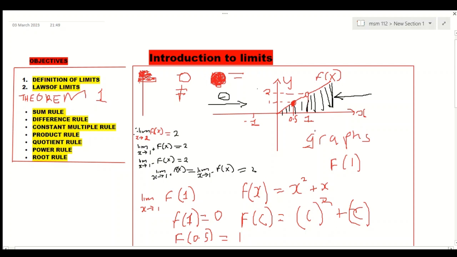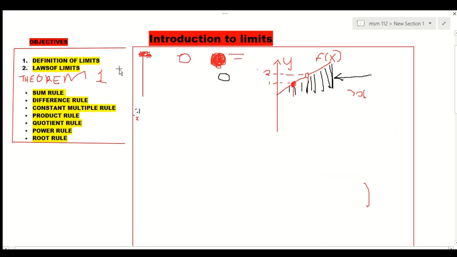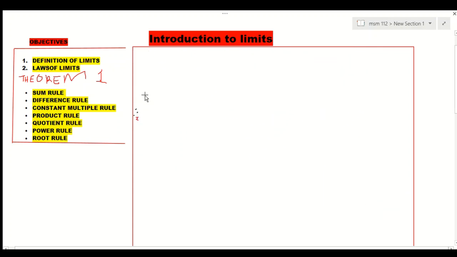So another question might arise to say, but why? The limit as x approaches 1 is 2. Why, when f at 1 is 0, and 1 is not included? If that question comes up, here's the answer. Make sure you follow it up. Let me erase everything, then I start explaining that question.